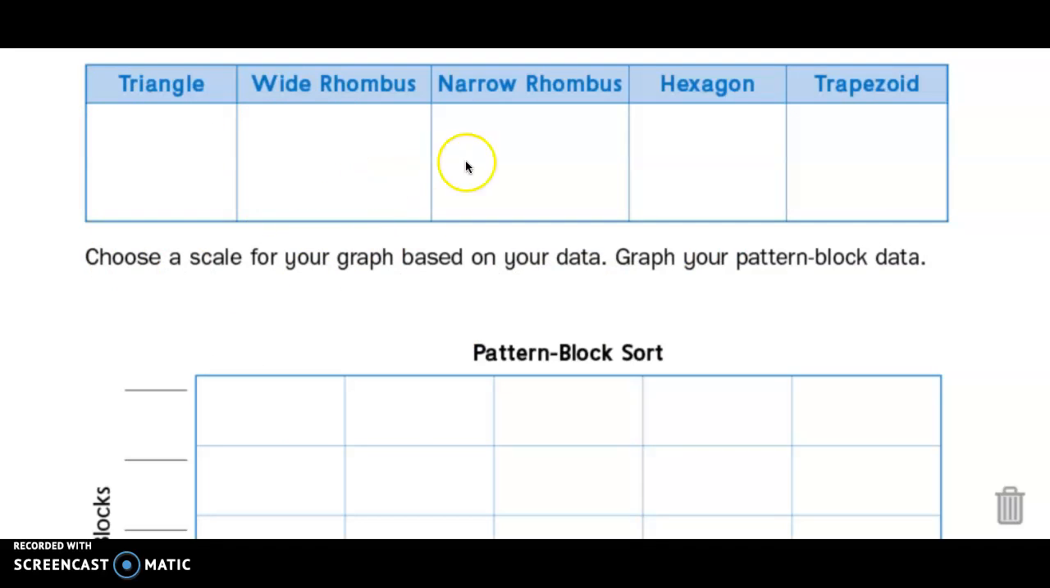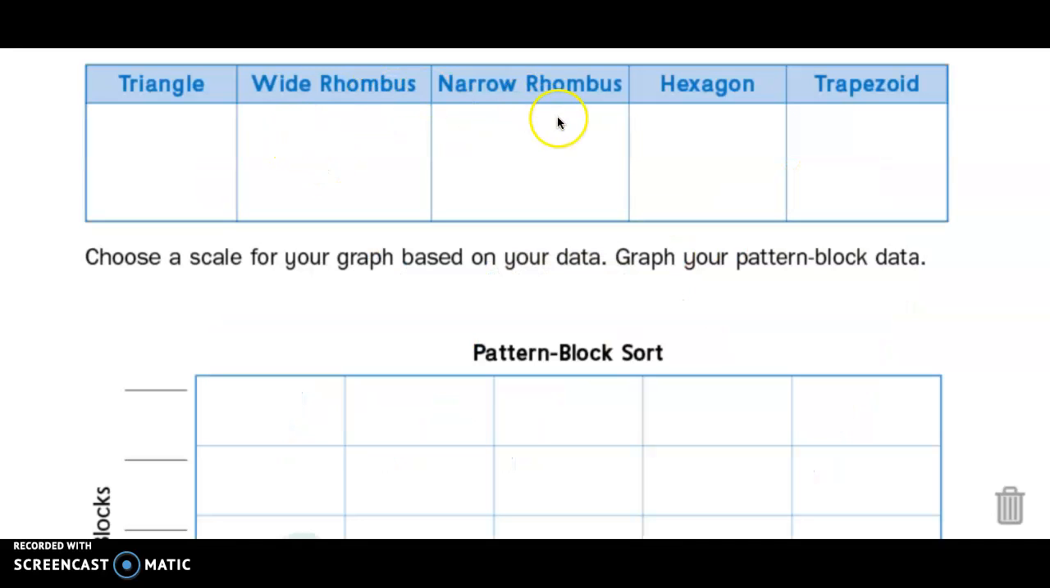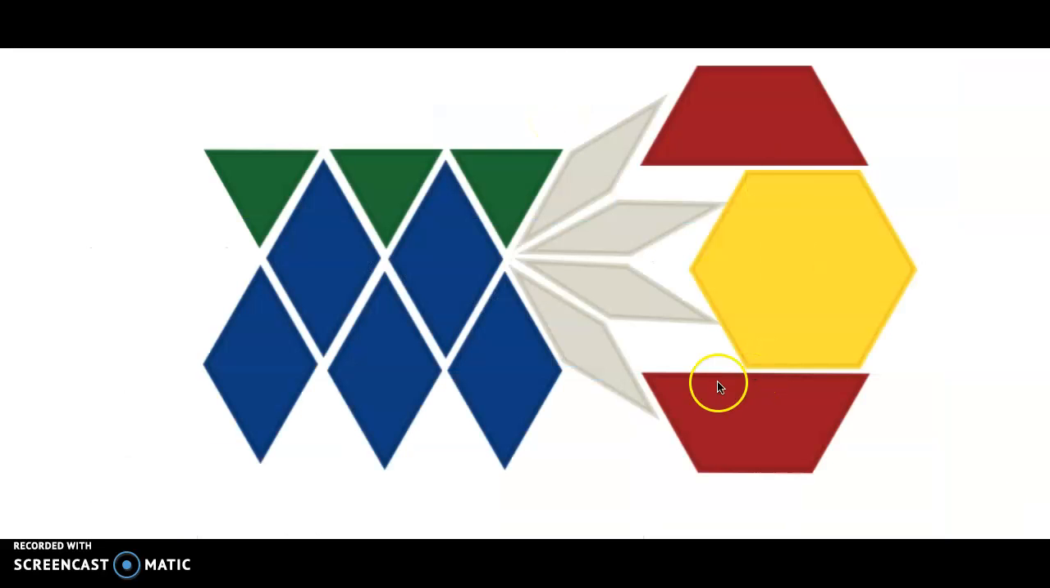How many wide rhombuses? How many narrow rhombuses? How many hexagons? And how many trapezoids? Now, we know what a triangle looks like, so how many triangles? Ta-da! Triangles. Wide rhombus and narrow rhombus. If you didn't know what a rhombus was, find shapes that have the same pattern, and what's a wide one and what's a narrow one.